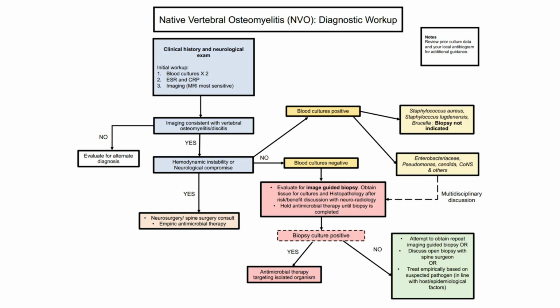The other initial workup, obviously, you can do inflammatory markers, and take them with a grain of salt. And the gold standard imaging modality is an MRI. So if the MRI obviously shows osteo, you go down this pathway. If it doesn't, then you have to look at other reasons.